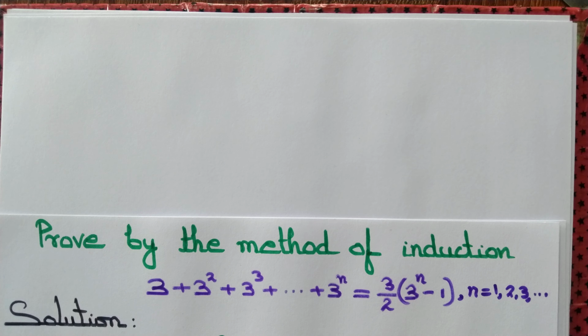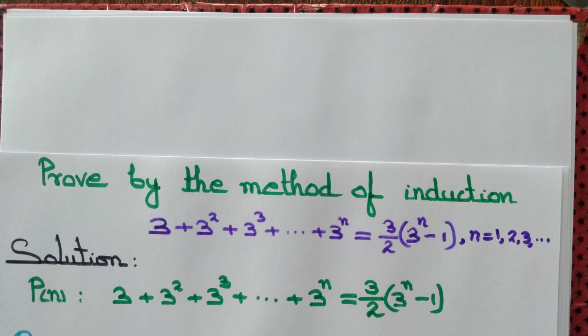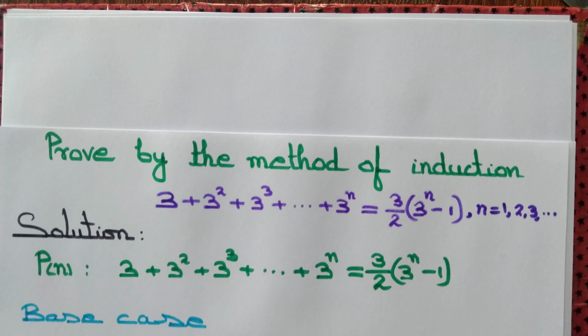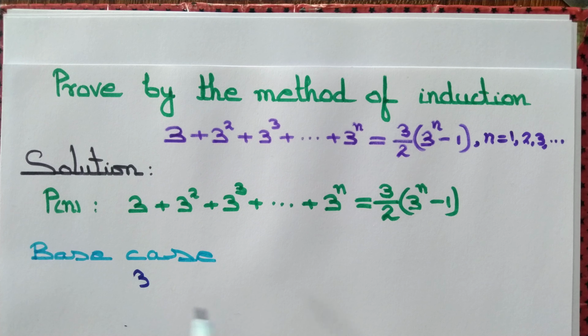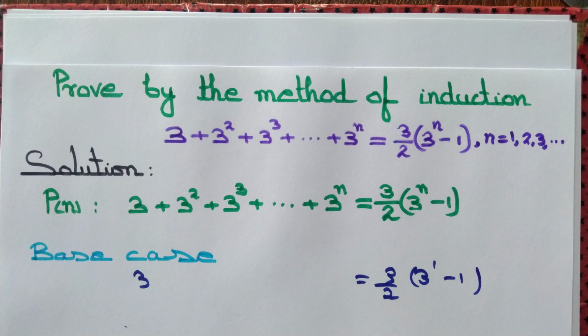One statement, and then a base case should be true, and we should get some kind of cycle. So we got the statement Pn to be 3 plus 3 square plus 3 cube plus so on up to 3 to the power n equal to 3 by 2 times (3 to the power n minus 1). What do you think is the base case? We just write n equal to 1. So 3 equal to 3 by 2 times (3 to the power 1 minus 1).